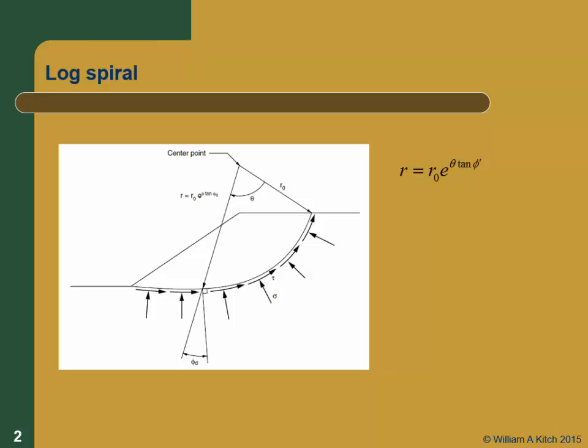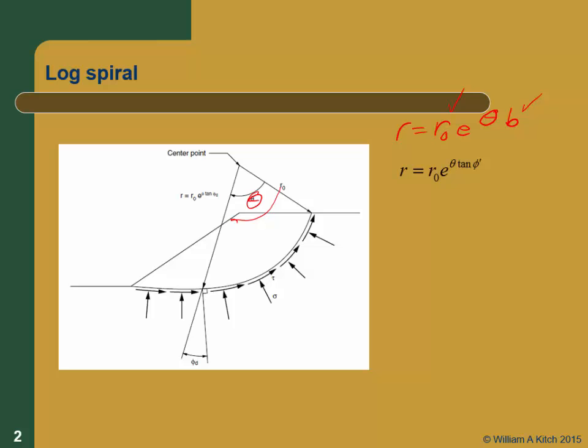So the log spiral is a very interesting little mathematical formula. The equation for the log spiral is just that R is equal to R0 times e to the theta times some b. There are two constants in the log spiral: R0 and this b. And theta is the angle of the log spiral.